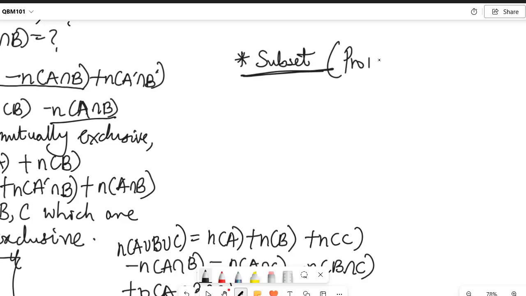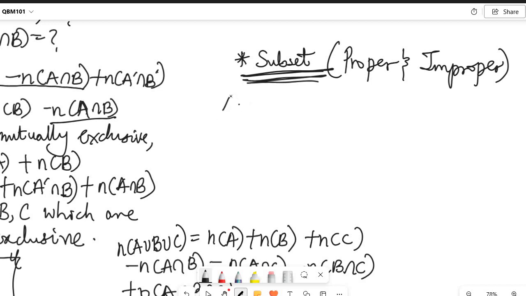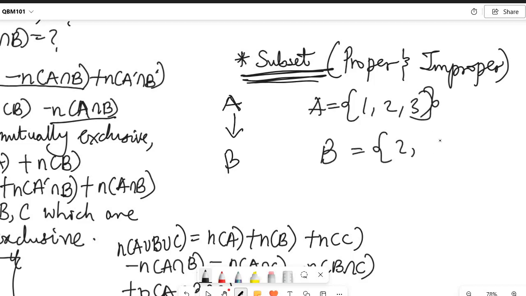Now, your subset could either be proper or improper, as the case may be. So what do we understand by subset? A subset is just a set of another set. That is, you have a set that houses another set. If I say A equals {1, 2, 3}, and imagine B equals {2, 3}, now if you look at this carefully, what you have in B can be found in A. We can say here that B is a subset of A.